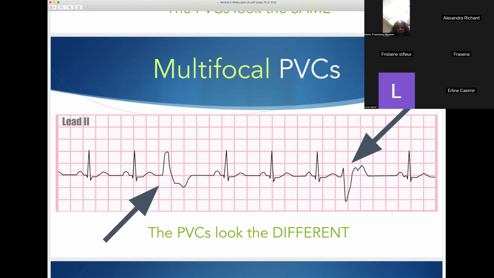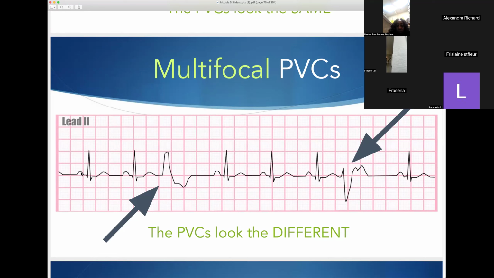Okay? So what would we call this rhythm? So 1, 2, 3, 4, 5, 6. So we would call this sinus rhythm with multifocal PVCs. Does that make sense?